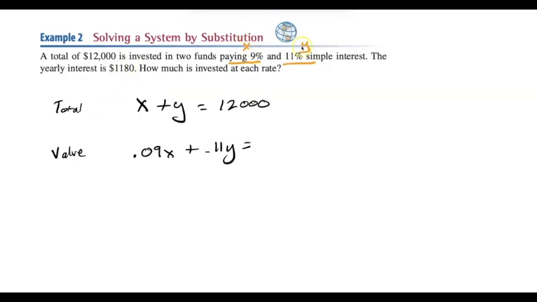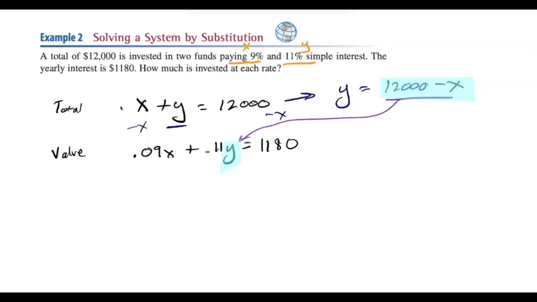My amount times my interest, my amount times the amount of interest, add them up, and it equals how much interest I'm getting. Those are my two equations, two unknowns. We're going to do this by substitution, so we're going to try to get one variable by itself. Now let's get y by itself this time. y would equal, let's subtract x, 12,000 minus x. And then we're going to do what we did last time. We're going to plug that in for the y over here, then we can solve.